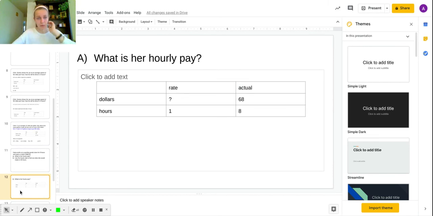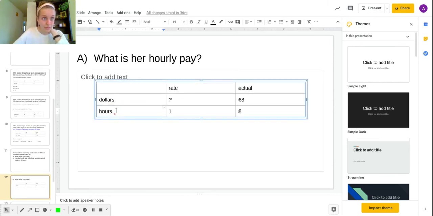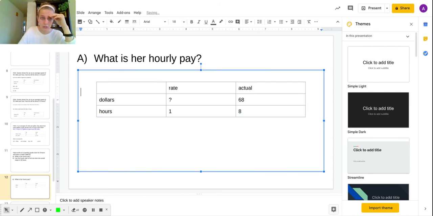Okay, so let's set up our table. I have dollars, I have hours. Okay, we don't know what her rate of pay is, so we don't know how many dollars she makes in 1 hour, but we do know that she makes $68 for working 8 hours. Okay, so now let's set up our equation. We're saying, let's say D stands for dollars, D over 1 is equal to, because we're just setting the first column right here equal to this column, $68 over 8 hours, okay?